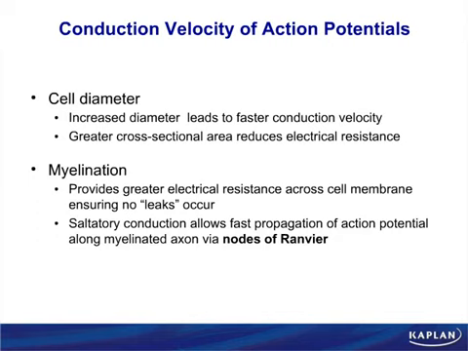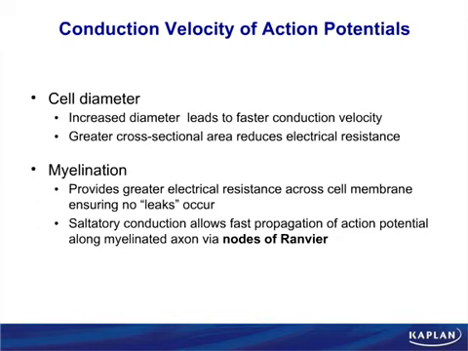Second is myelination. Myelination provides an electrical resistance across the cell membrane, which means that the current travels down the axon rather than leaking out of the membrane. And the more insulation, myelination is like insulating a wire. So we are insulating a nerve. So the more insulation I have, the faster it'll conduct. So the greater the myelination, the greater the conduction.